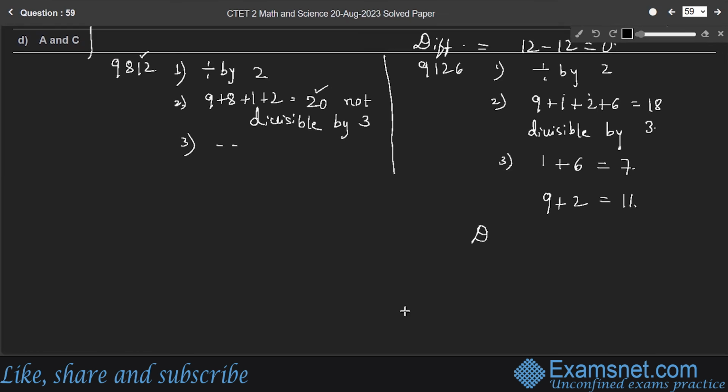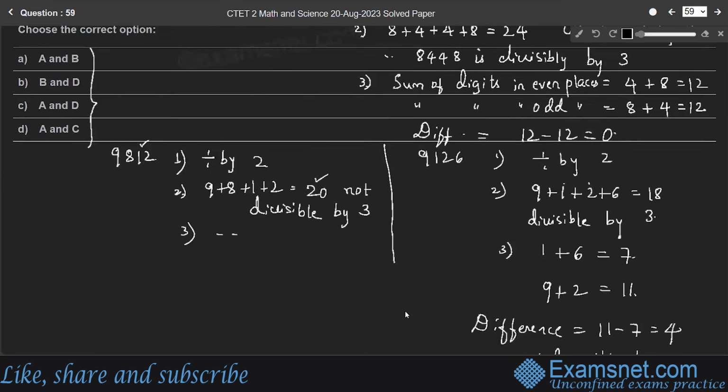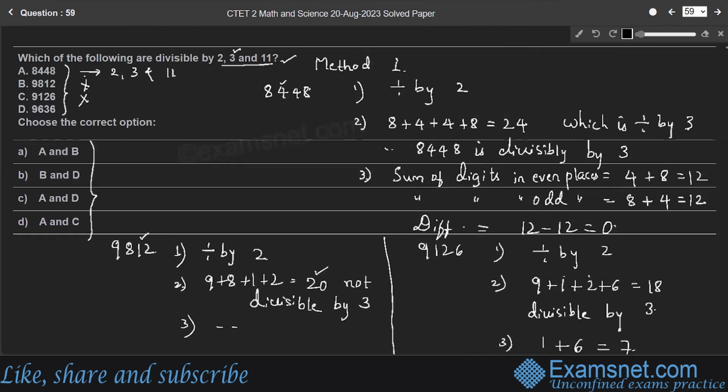And the difference is 11 minus 7, which is 4. So it is not equal to 0, nor a multiple of 11. Therefore, it is not divisible by 11. Therefore, no need to go for the third number also. Here, the second number is divisible by 2, right? Not by 3. Whereas the third number is divisible by 2 and 3, not 11. Right? So we'll consider the fourth number.